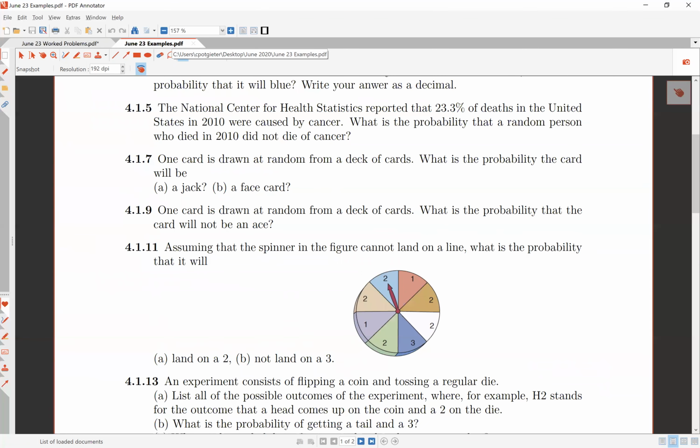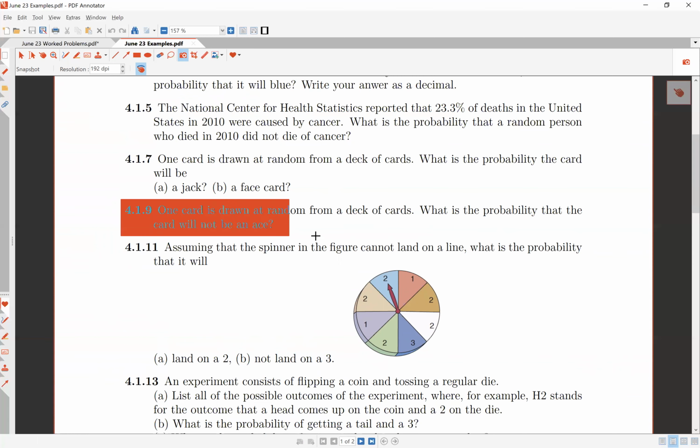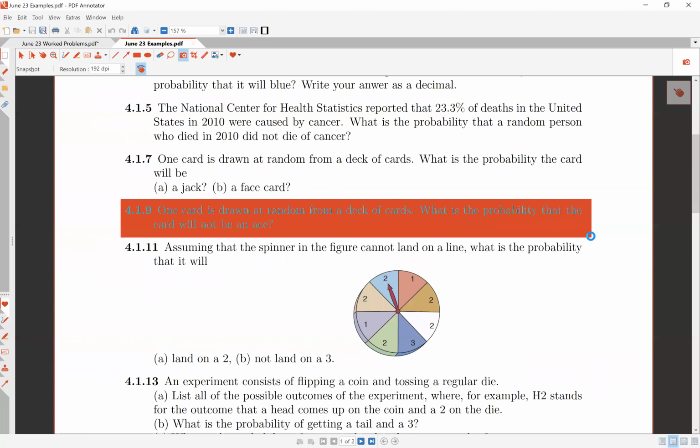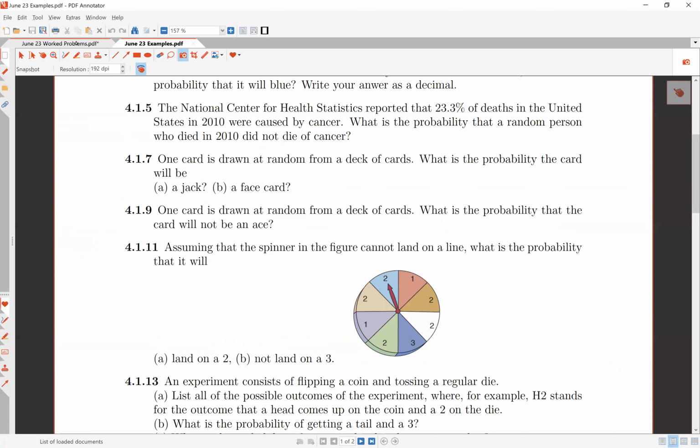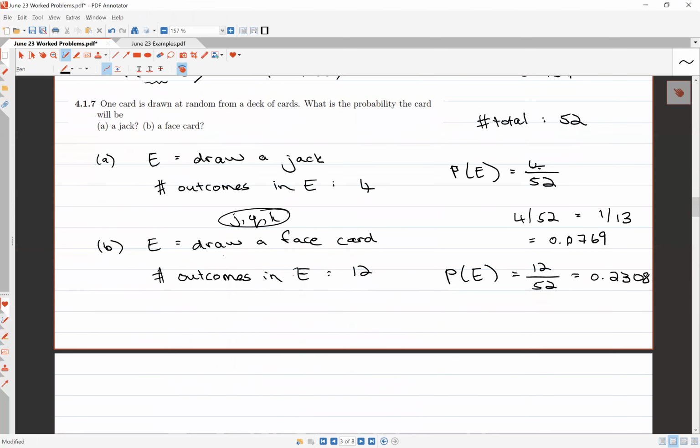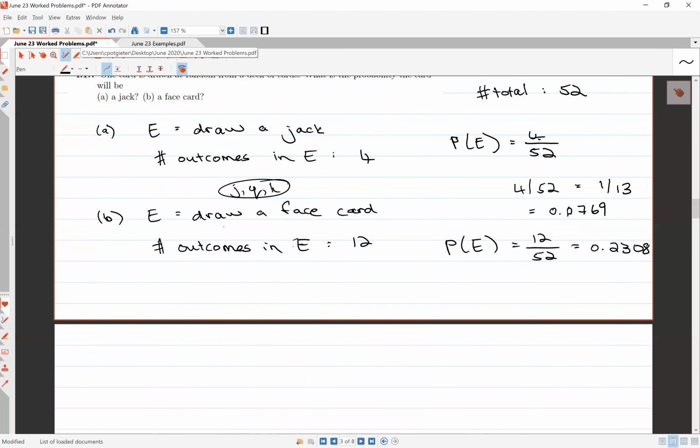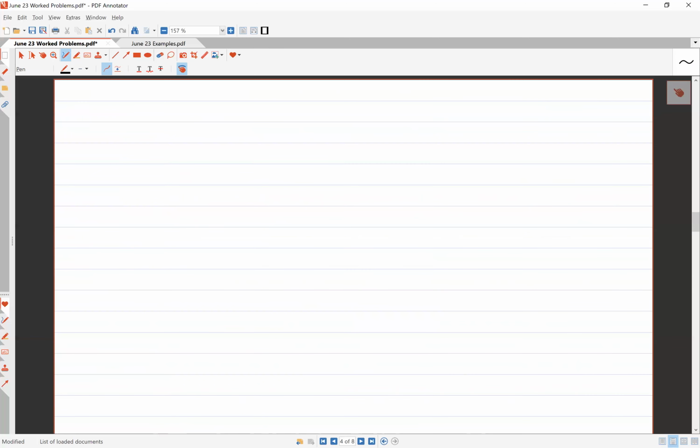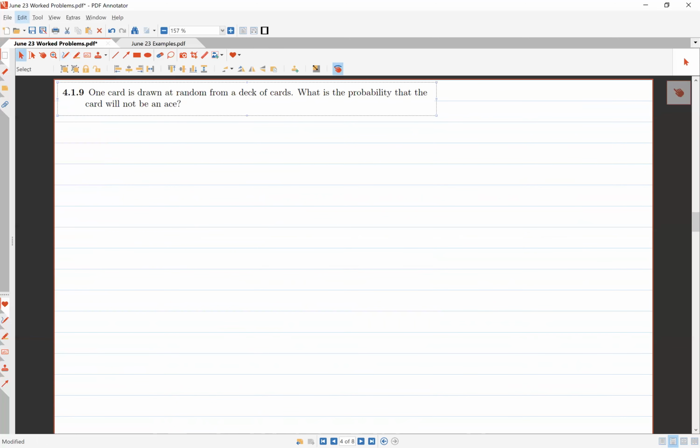Okay, let's look at our next example here. Another example dealing with a deck of cards. A card is drawn at random from a deck of cards. What is the probability that it will not be an ace? So our event E is that the card we draw is an ace.